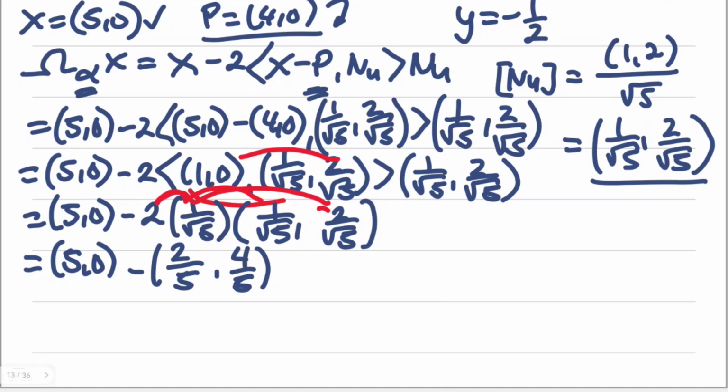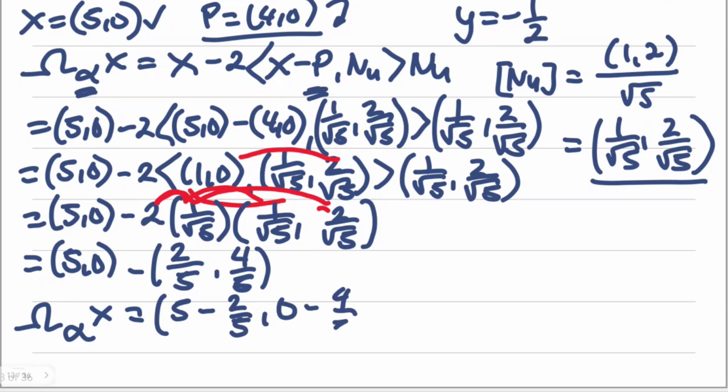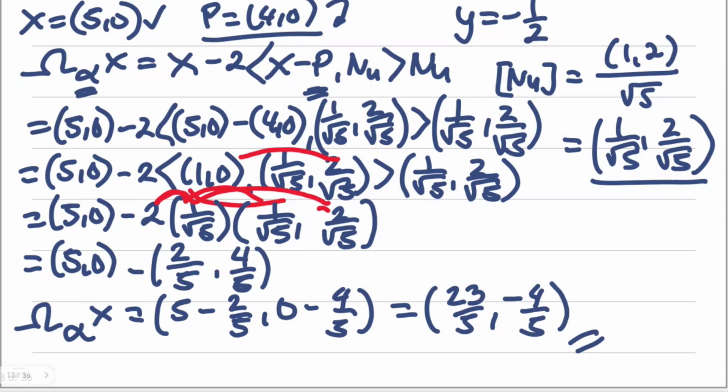Okay. So for this, the reflection of x along line alpha is identified by 5 minus 2/5 and 0 minus 4/5. You may use your calculators there if you would like to. So 5 minus 2/5 is actually equal to 23/5. As for the second, since it's just 0, so negative 4/5. This is still the reflection of x along line alpha.